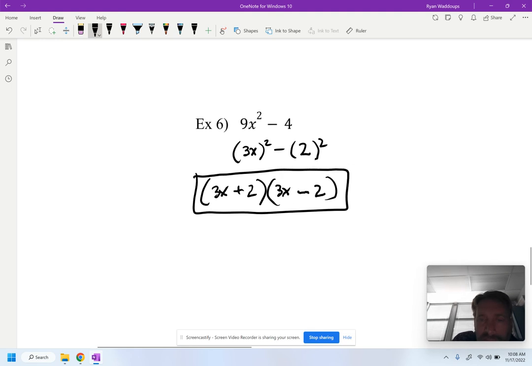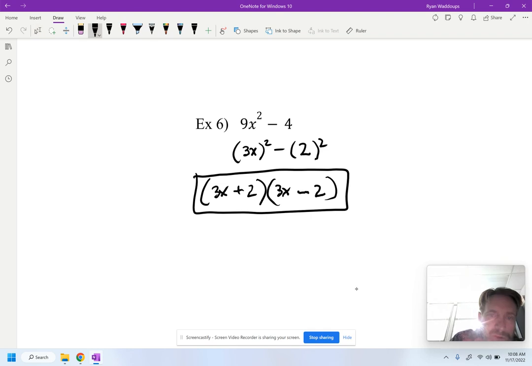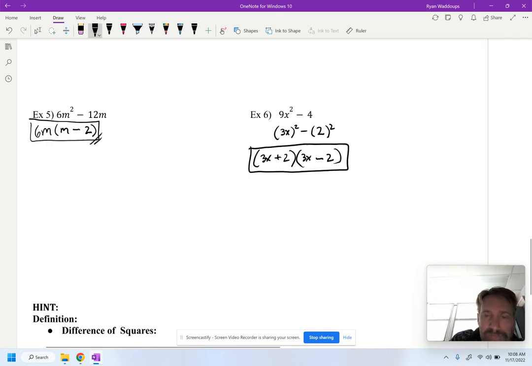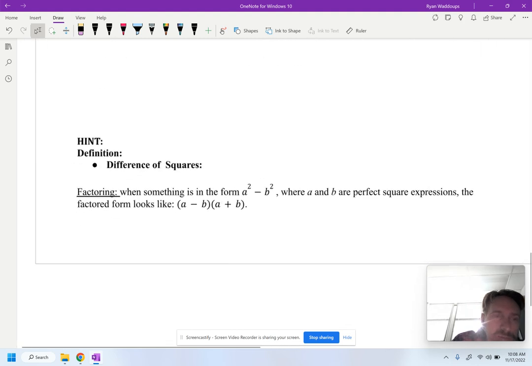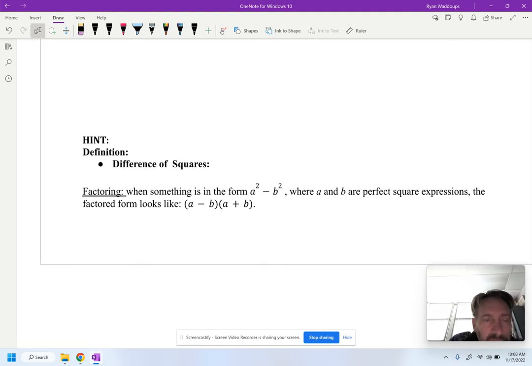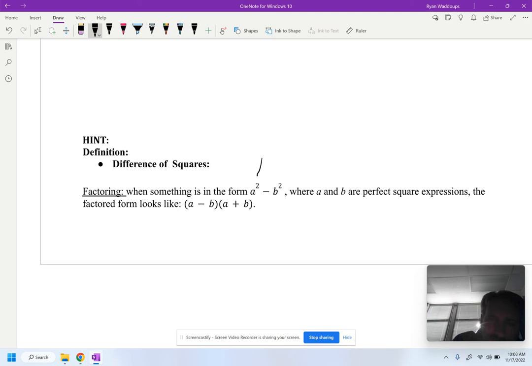And you can verify that if you want by multiplying it out. You use the box or whatever method you would like to multiply those out. You would find that you would get the original 9x squared minus 4, which always works. And so this is just at the bottom. It says hint, definition of squares. Factoring when something is in the form of a squared minus b squared, where a and b are perfect square expressions, where the first term is a perfect square expression and the second term is a perfect square expression. The factored form looks like a minus b times a plus b.